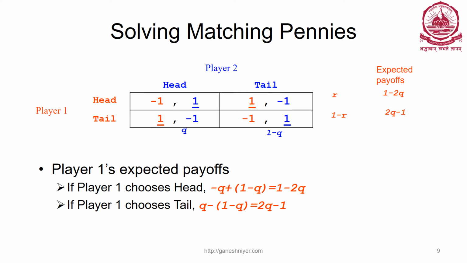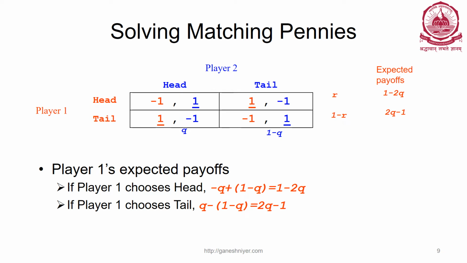So expected payoff means in the absence of a pure equilibrium, what do we expect? A probabilistic output of what can I expect out of this game? The expectation may not be reality because there is a probability distribution involved. So if player 1 chooses head, he will get minus 1 with a probability Q because that is the probability with which player 2 will choose head. So minus 1 times Q plus 1 times the probability with which player 2 will choose tail, which is 1 minus Q. So minus Q plus 1 minus Q, which is 1 minus 2Q.